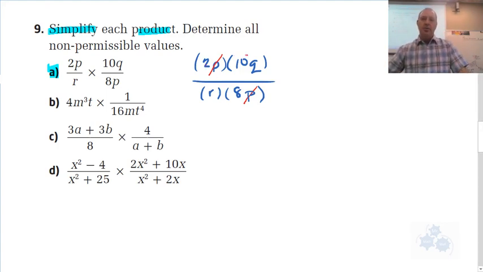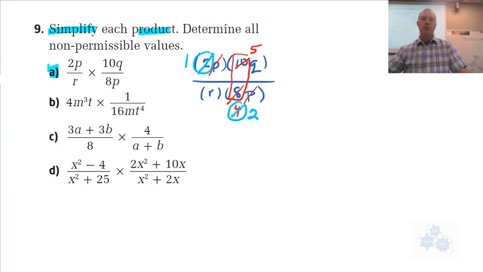It looks like I can reduce 10 over 8. So I could divide both of those by 2, looks like. So that 8 becomes a 4. This 10 becomes a 5. Okay, that's one little bit of simplification I can do. I also notice that the 2 and the 4 now can be reduced. This becomes a 1, and that becomes a 2.